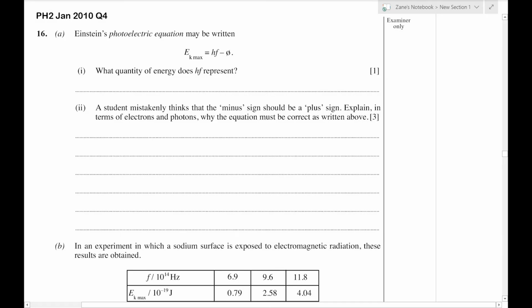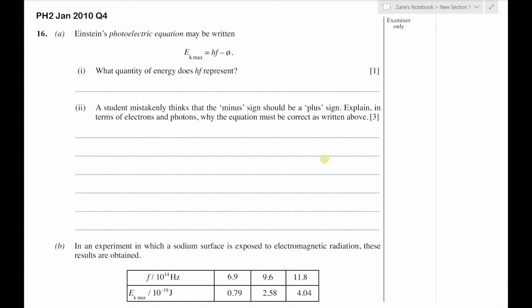Hello, this is another WJEC Unit 2 A-Level Physics question. This time it's from January 2010. It's question number 4, and it's about the photoelectric effect. The first part of the question gives us Einstein's photoelectric equation, and we're asked what the quantity hf represents.